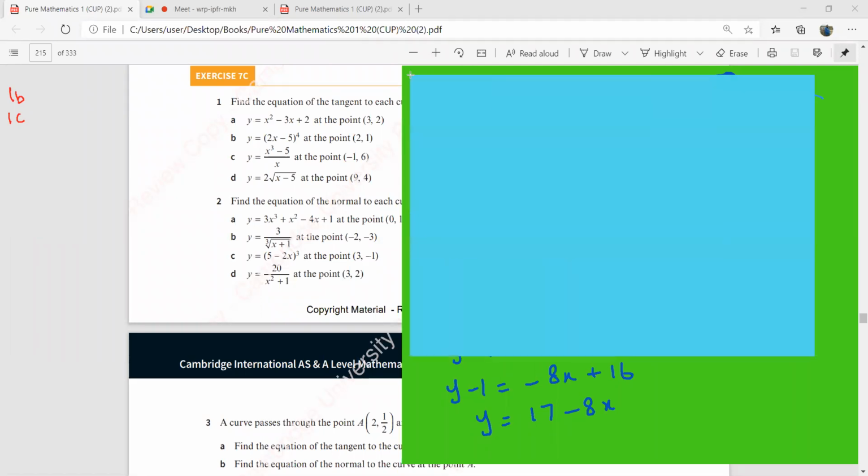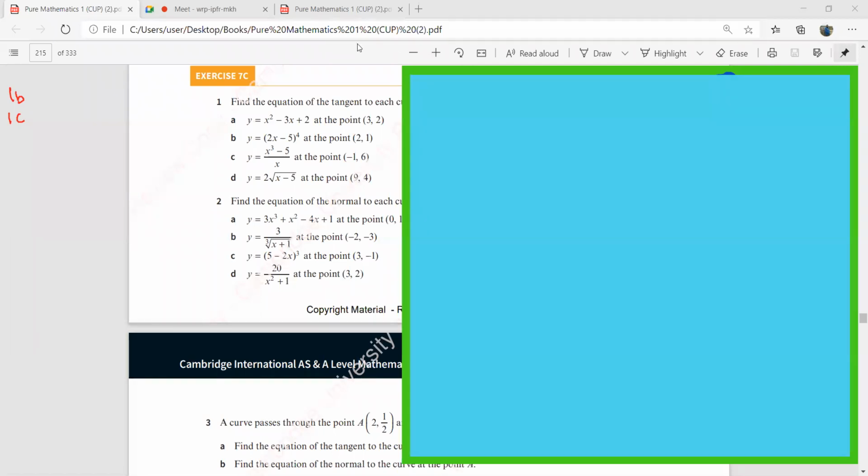This 1C, in the C part, your y is equal to x cube minus 5 over x. The point is (minus 1, 6). Now, when you have to find the gradient through differentiation, you really need to be very good at differentiation. If you are facing problems in differentiation, then you need to go back to exercise 7a and 7b and try those basic questions from scratch. Otherwise, you will keep on facing problems while writing these equations.